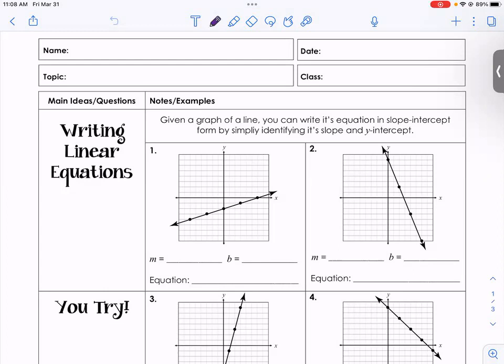I'm sorry. Page 14. Okay, so we are going to write equations given the graph. If we are going to write an equation of a line, we need to write y equals mx plus b. So from the graph, we need to identify the slope. We need to identify the y-intercept. And if we can identify those two things, then we can write the equation of the line. Okay?